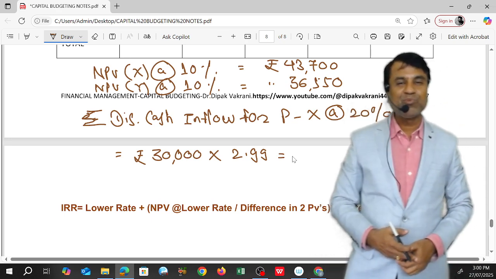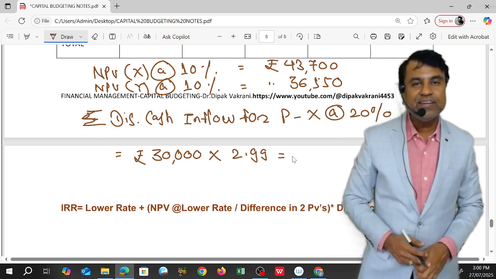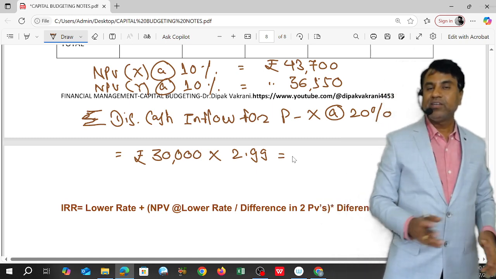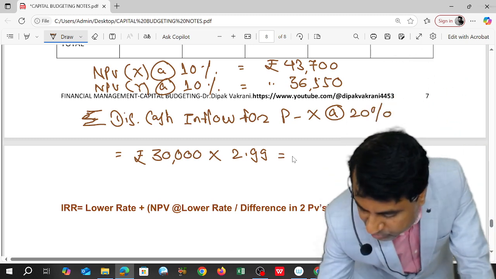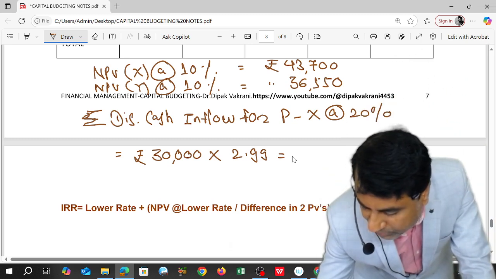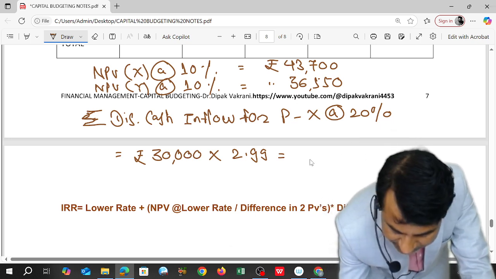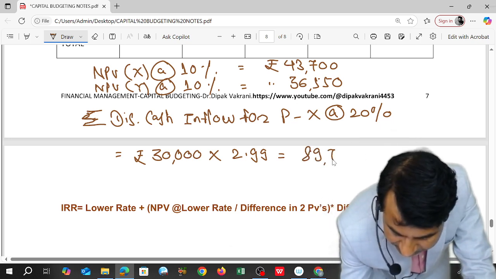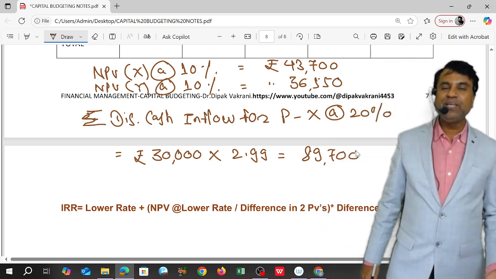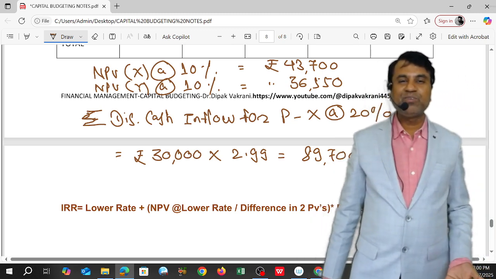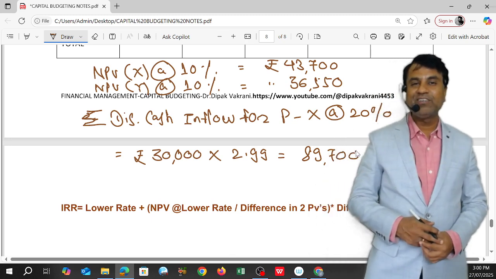See, this is the problem with IRR. You need to keep on trying till you get a negative NPV. Now even at 20 it is coming positive. Why? Because I'm doing 30,000 into 2.99, which is approximately 89,700. Now if I calculate the NPV, NPV is nothing but the summation of discounted cash inflow, which is 89,700 here. Cash outflow is 70,000.